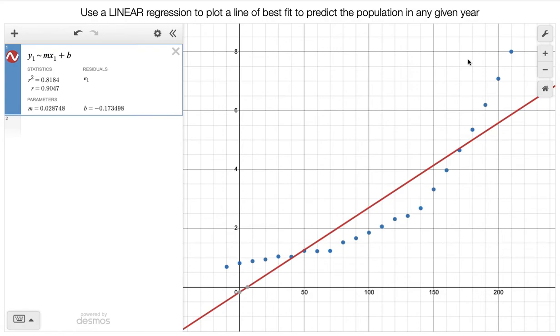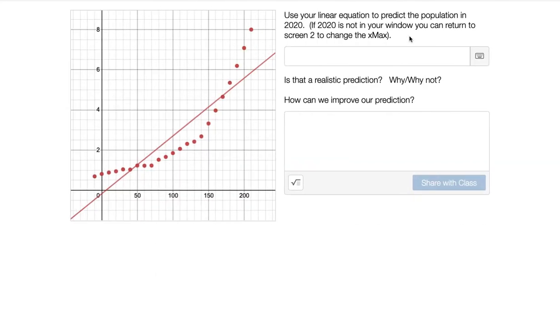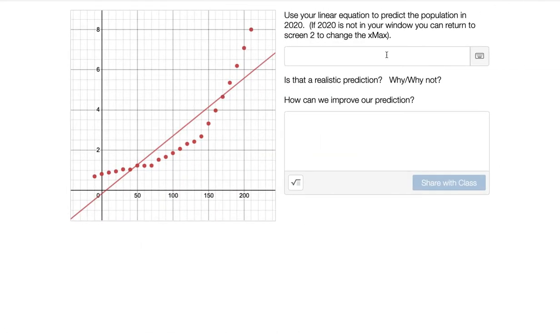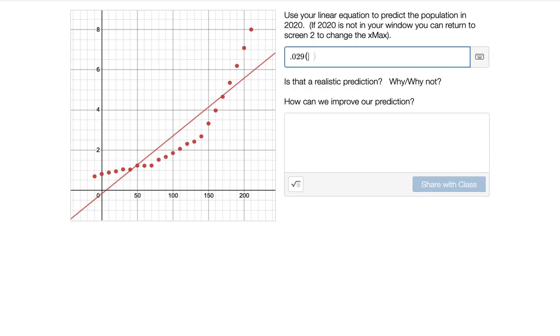Now, if we look at that, we can see it's not a very good equation. It's not a very good prediction. We can look at an example for that. So I already forgot the numbers that we used. It was 0.029 and negative 0.173. So if we wanted to estimate the population in 2020, 0.029 is our slope times the year 220 plus negative 0.173. And that's our prediction right there.